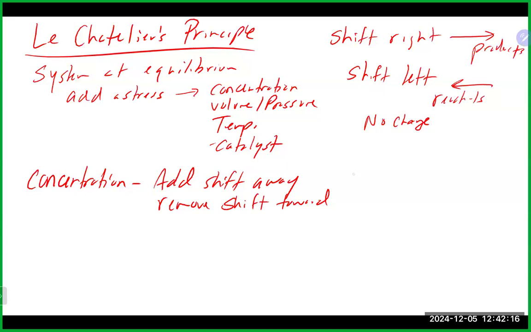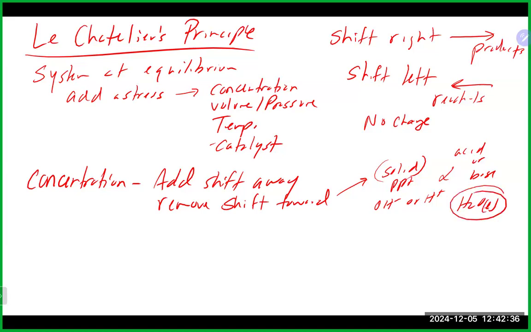Remember that two common ways you could remove something is you make a solid or a precipitate. So you add something to the equilibrium that makes a precipitate. Or if you have hydroxide or H+, you could add either an acid or base to that, and you will make our friend water. And that's another way that you can remove hydroxide or H+ from the equilibrium by adding an acid or base to it.